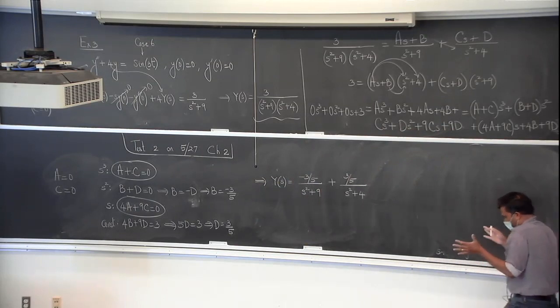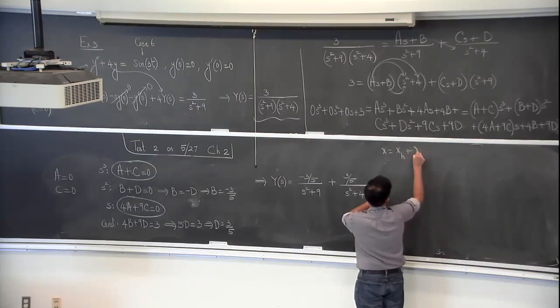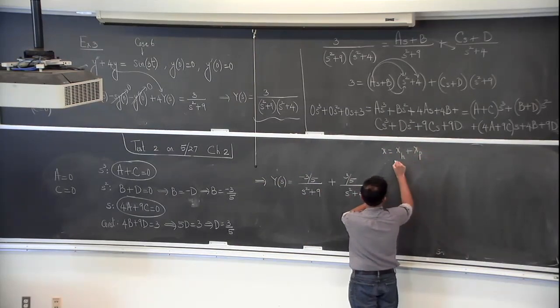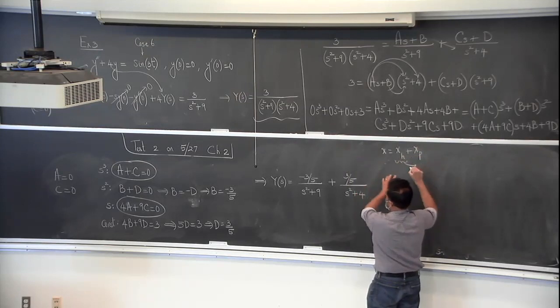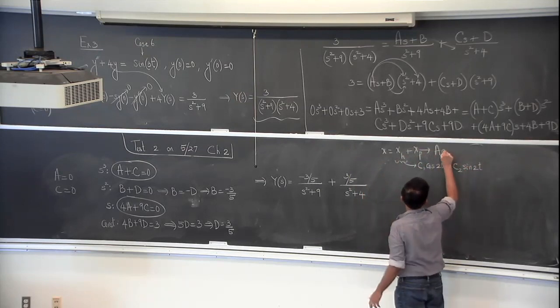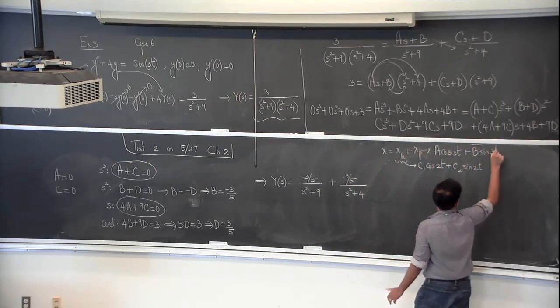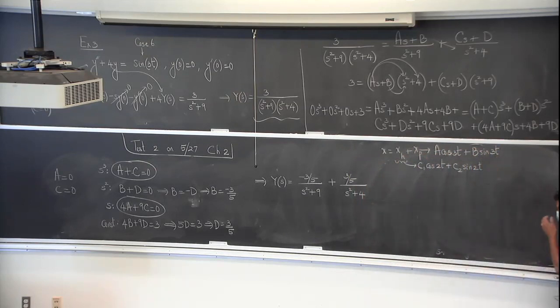Don't forget, we are expecting your X to be equal to XH plus XP from chapter 2. Okay. Your XH based on the homogeneous equation should have been C1 cosine of 2t plus C2 sine of 2t, and your XP should have been some A cosine 3t plus B sine 3t. We are doing all of these things at the same time when you do Laplace transform. Okay, so almost there.